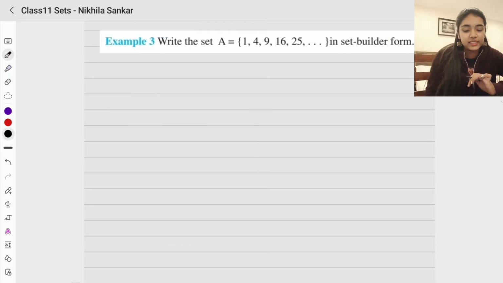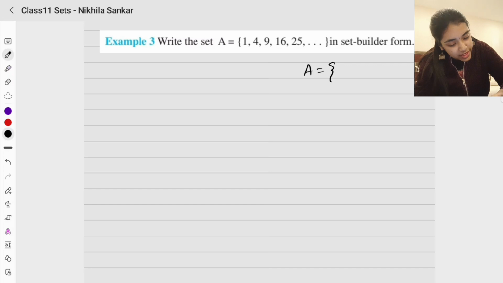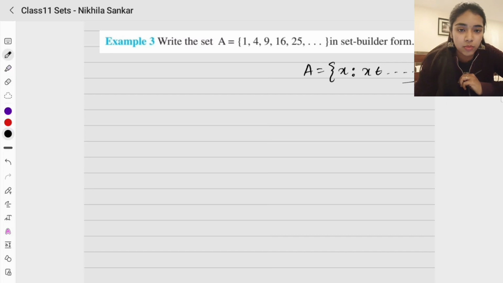Moving on to example 3. Write the set A equals 1, 4, 9, 16, 25 in set builder form. Set builder form na enna? A equal to set of all elements x such that x belongs to, and then you have to write the condition. This is the definition of set builder form. Okay, so we are going to write this.